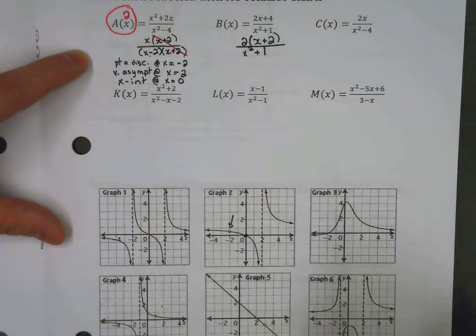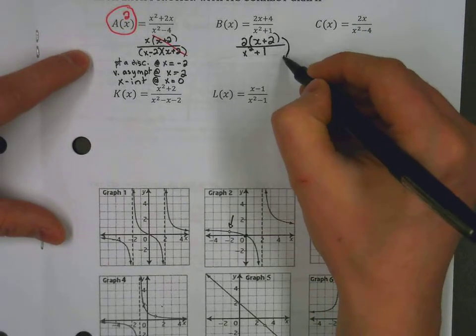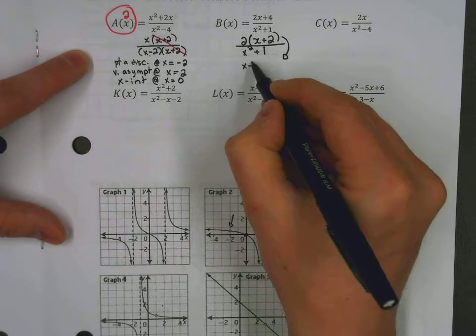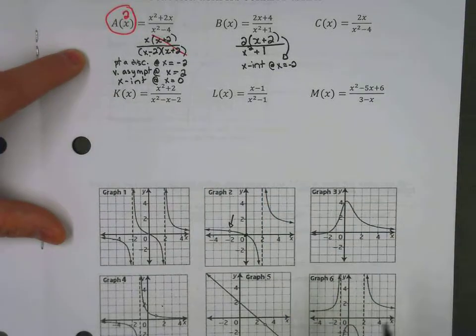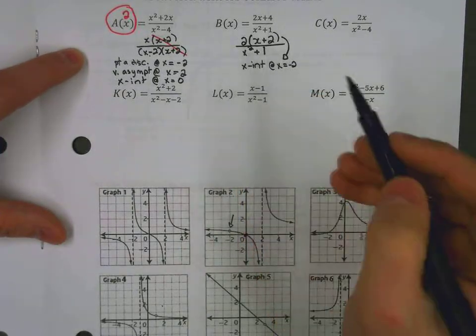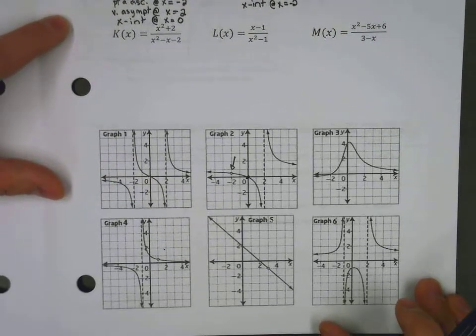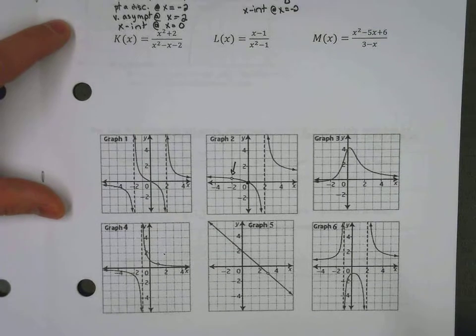There is no restriction. There is no vertical asymptote. So the only thing that's interesting about this graph is there is a factor that's only on the top, so all we should have is an x-intercept at x equals negative 2. We're looking for no asymptote, no point of discontinuity. So which graph has no asymptote, no point of discontinuity, but only has an x-intercept at negative 2?